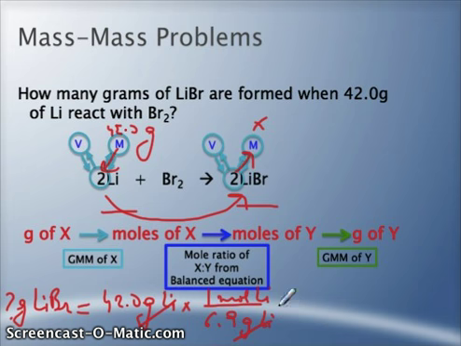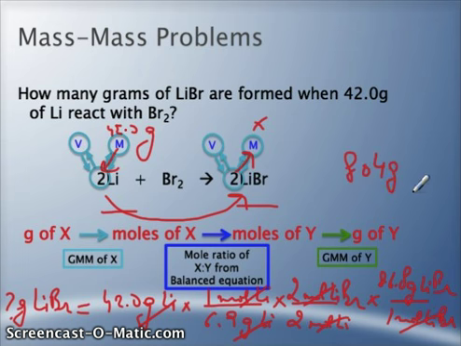Grams cancel. Now your connection between lithium and LiBr are these two coefficients. So for every 2 moles of lithium, I get 2 moles of LiBr. That's from your balanced chemical equation. Moles cancel. I'm left with moles of LiBr. And now every 1 mole of LiBr has a mass of, and this is the GMM of LiBr that you would look up, which turns out to be 86.8 grams. Moles cancel. You are left with grams of LiBr. In this case, the answer turns out to be 804 grams of LiBr.